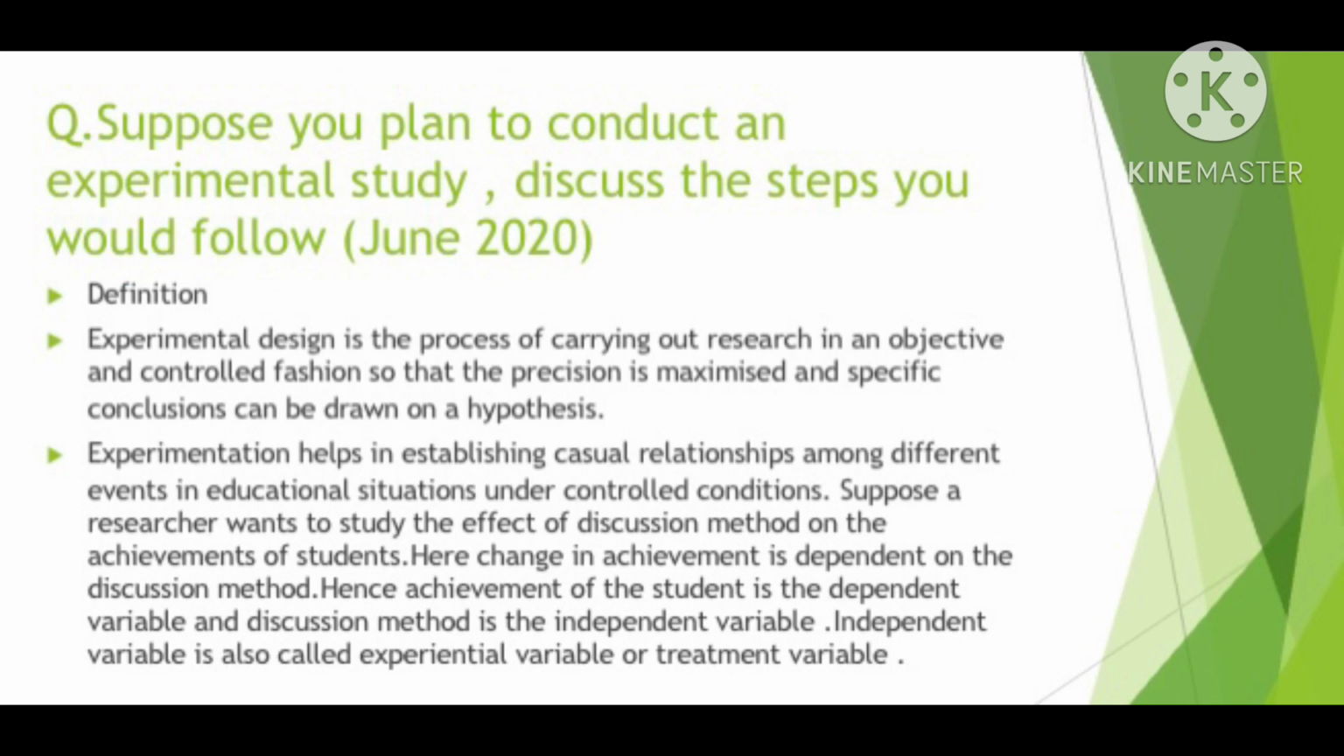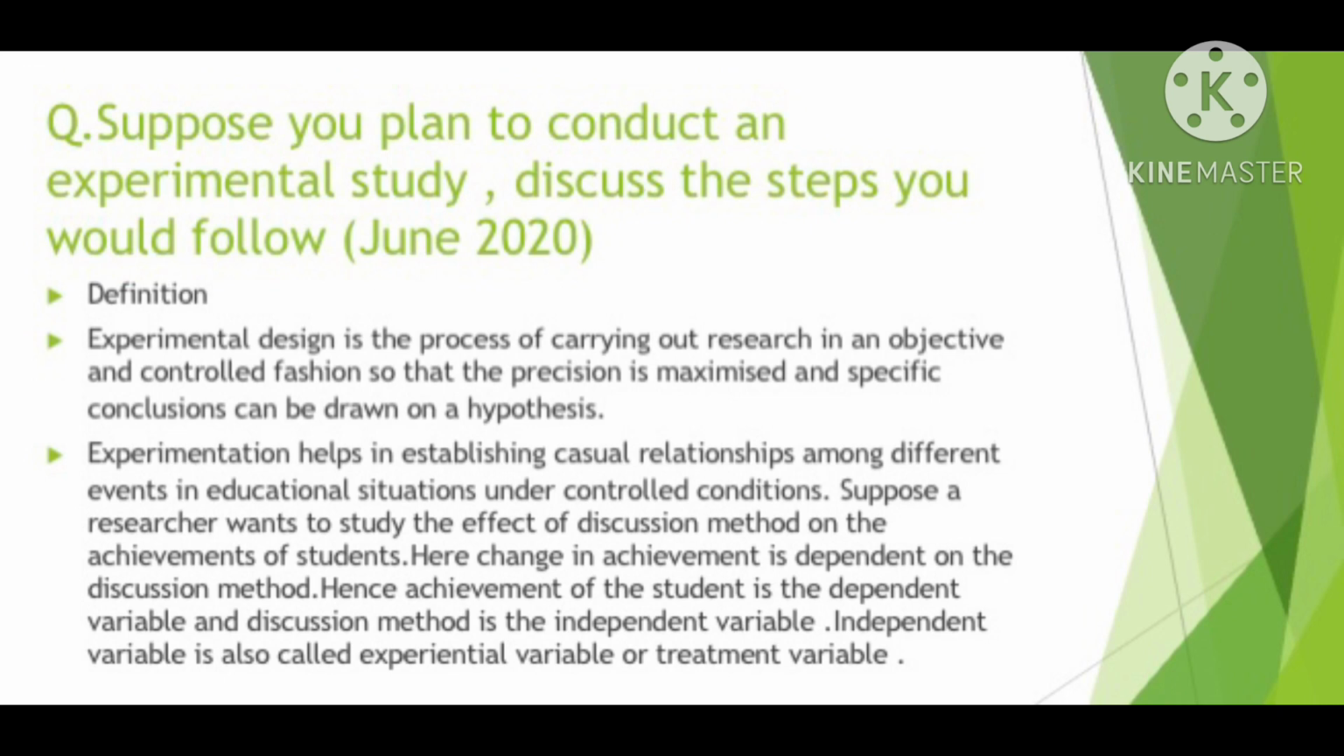Experimental design is the process of carrying out research in an objective and controlled fashion so that precision is maximized and specific conclusion can be drawn on a hypothesis. That is the definition for experimental design. Then, experimentation helps in establishing causal relationship among different events in the educational situation under control condition.